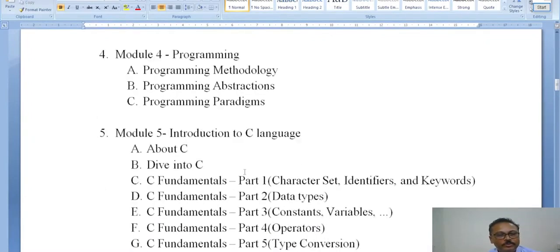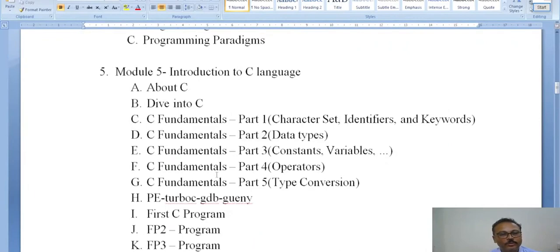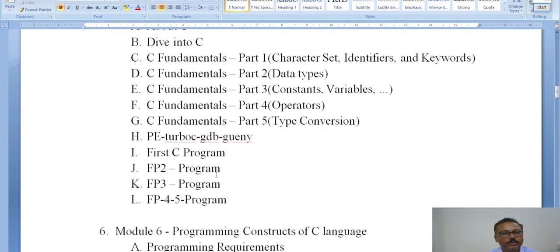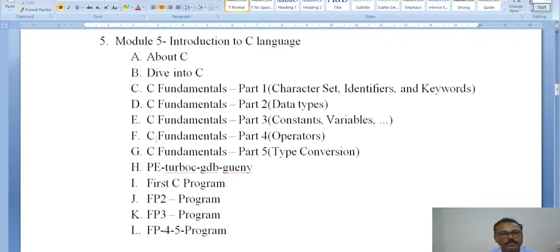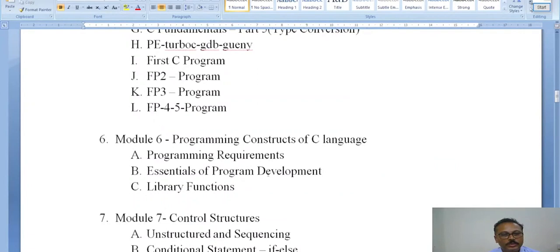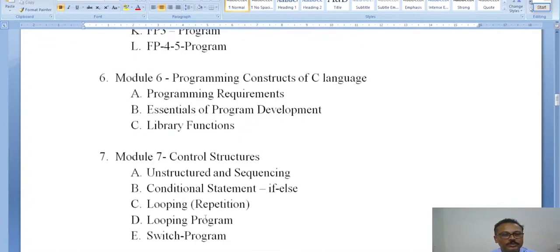I will introduce you to the C language in the fifth module. So we'll discuss not only the concepts, the theory part, we'll also discuss the programming part. And then programming constructs, what are the library functions, how do you represent a solution to a problem, what are the steps in writing the program. Those things we'll study as part of module 6.